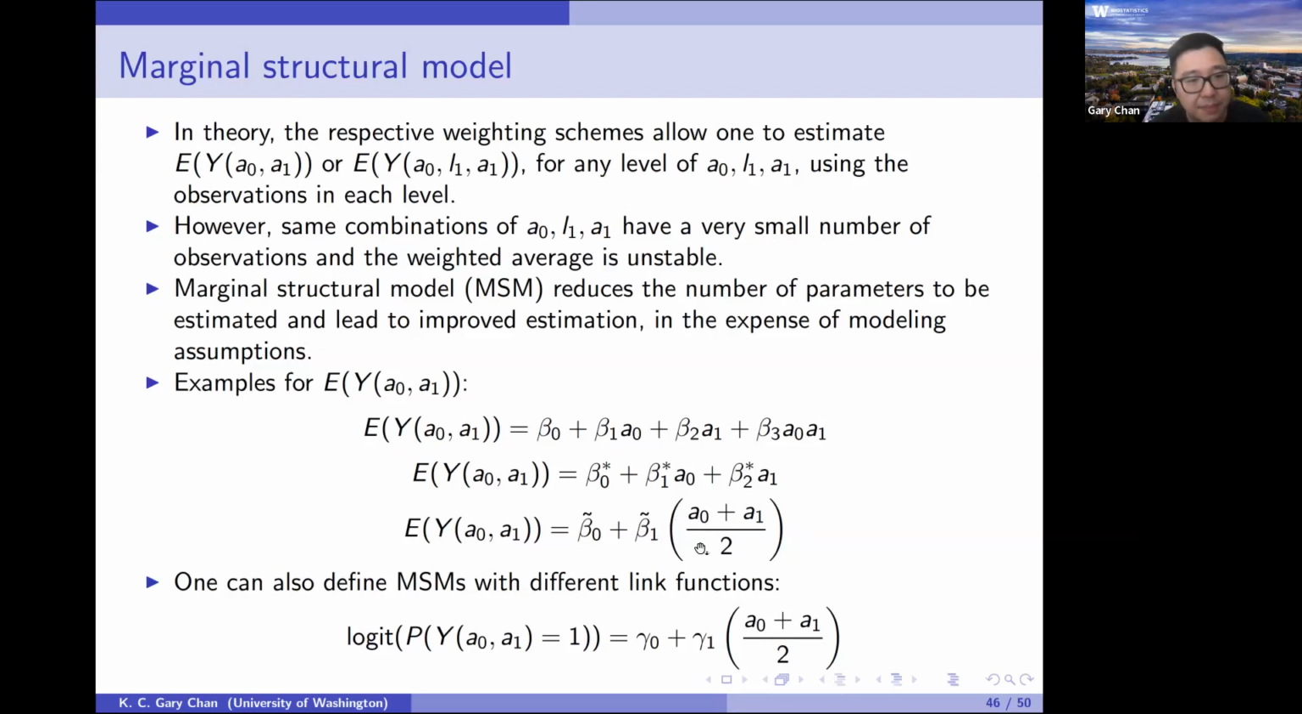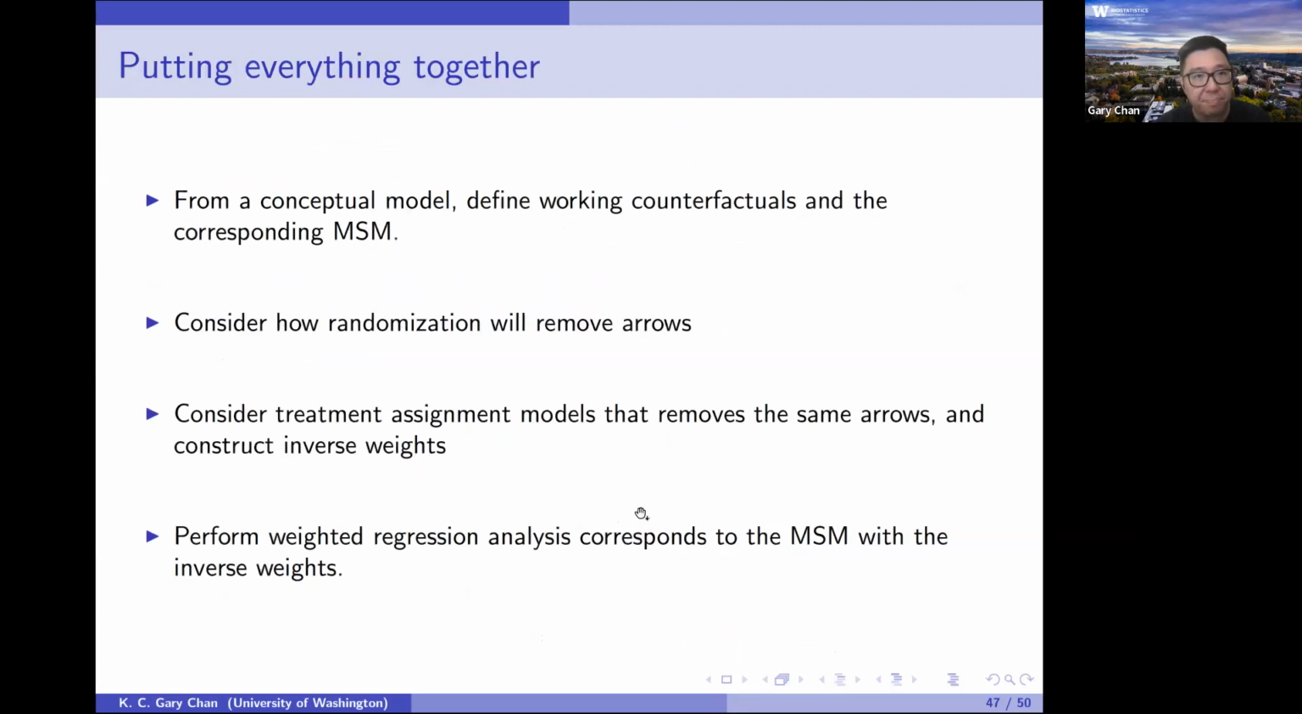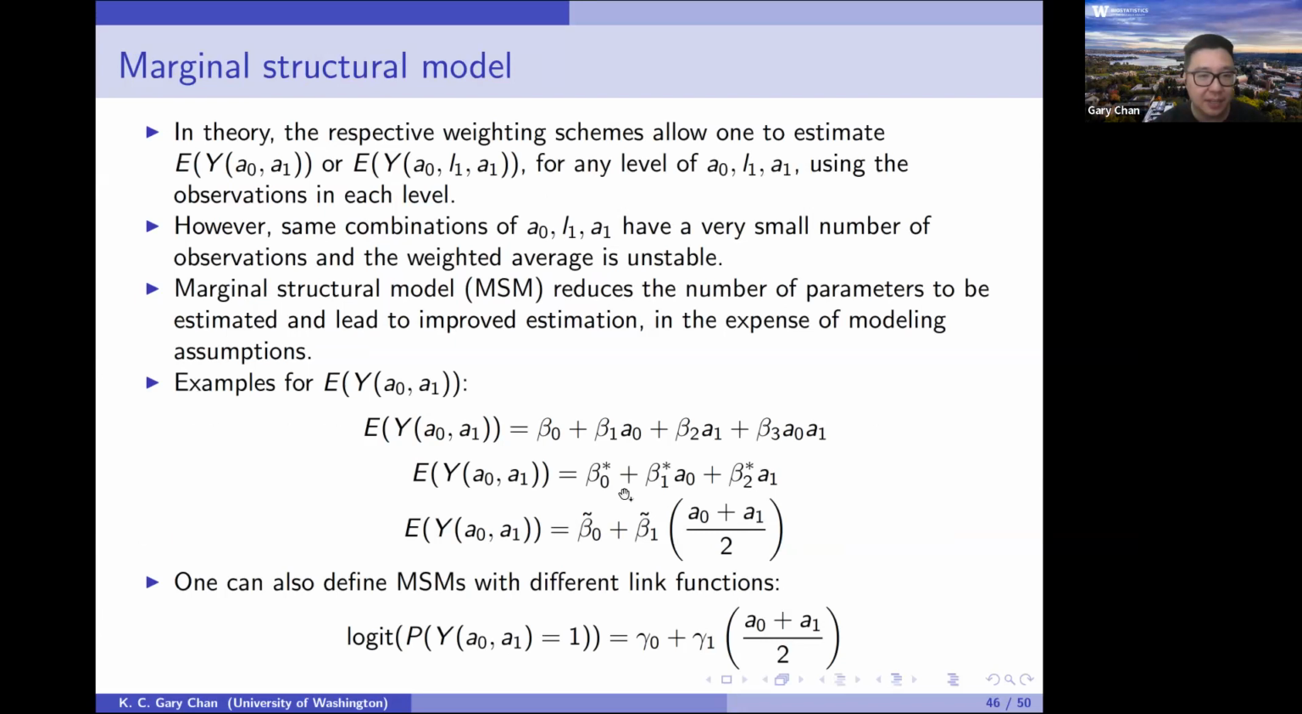And for the marginal structural model, one of the nice things is that it also works with different link functions. You can have a logit model if your outcome is a binary outcome, just like what we have in the HIV infection example. So the marginal structural model here is basically just a way to parameterize the potential outcomes, because in a lot of situations when you are working with counterfactuals that have two or three variables, you actually have to do some reductions. Otherwise, you have too many parameters in your model.